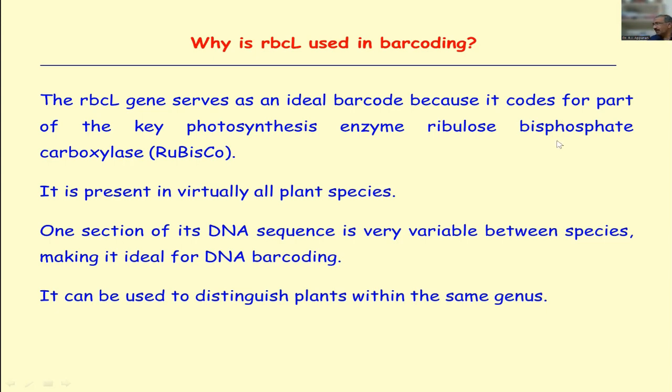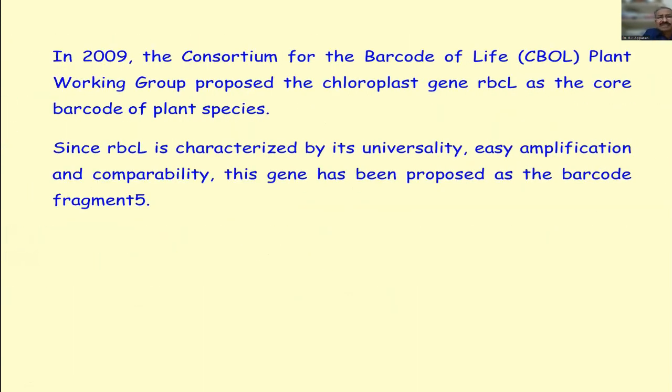Within the same genus, if we have 20 species, 30 species like that, all species share the same type of bin with few variations in nucleotides. So it becomes an ideal barcode. In 2009, the Consortium for the Barcode of Life Plant Working Group proposed the chloroplast gene rbcL as the core barcode of plant species. Hence, afterwards, rbcL is widely used as a barcode gene for plant analysis, phylogenetic analysis. Since rbcL is characterized by its universality, easy amplification, and compatibility, this gene has been proposed as the barcode fragment.